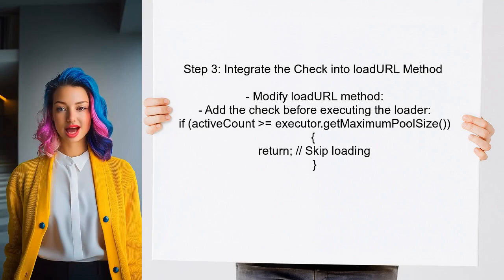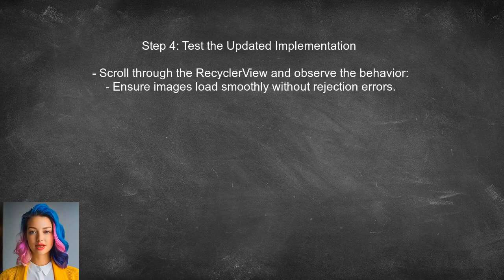Now, let's integrate this check into the existing load URL method. The user should add the thread count check right before executing the loader. Finally, the user can test the updated implementation to ensure that images are only loaded when there is available capacity in the ThreadPoolExecutor.